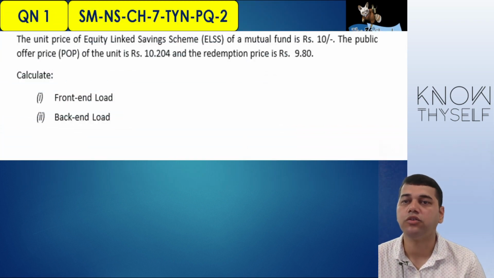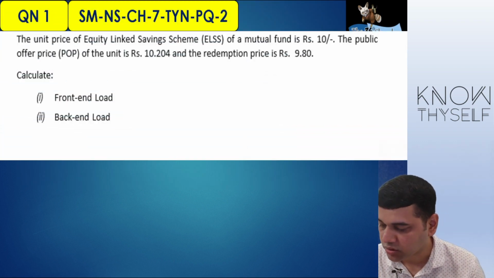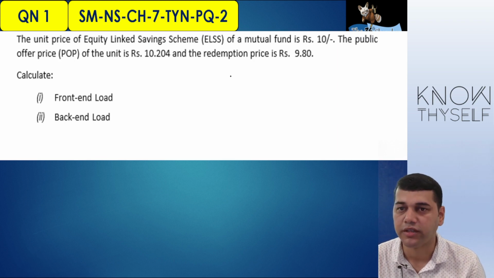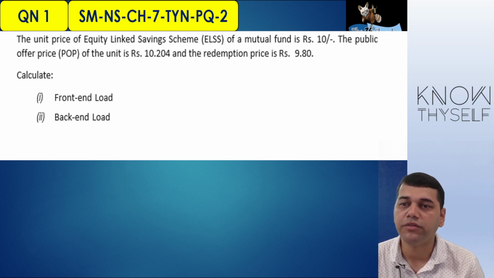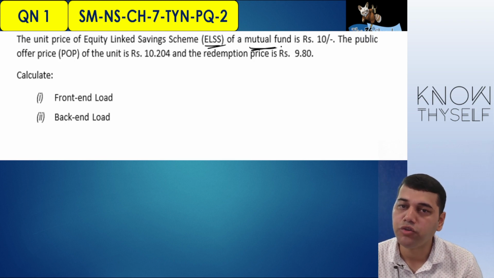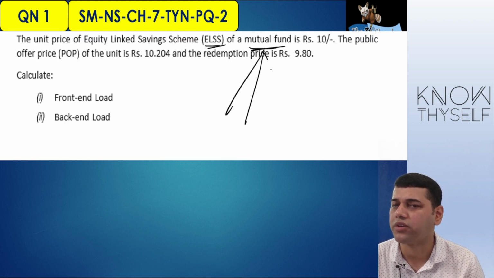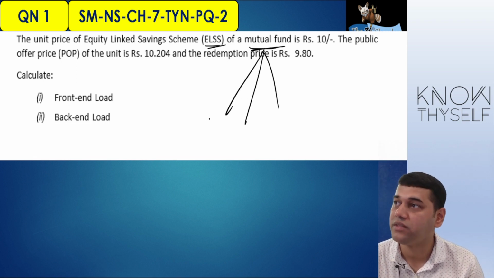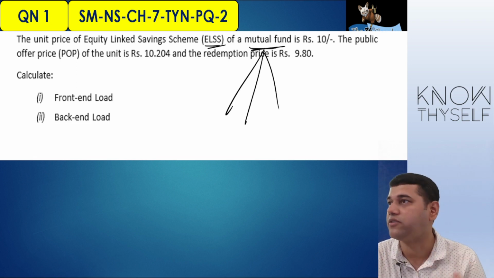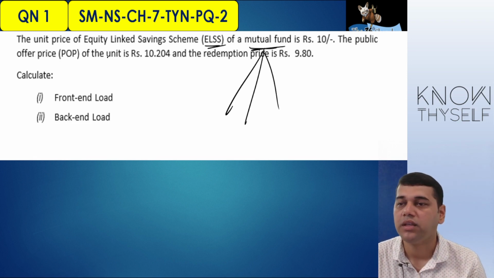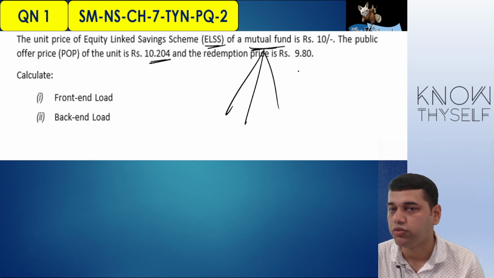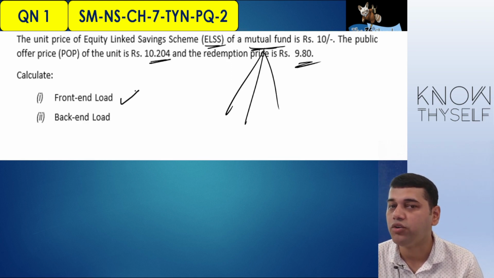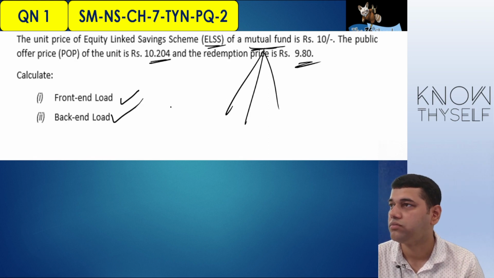Now let us go with question number one. This is a practice manual question, and it tests your knowledge also. The unit price of an equity linked savings scheme of a mutual fund, that means they have different schemes. Generally they are established as a trust or private company and have different schemes, growth scheme, this scheme, that scheme. Each fund will have a separate manager. The public offer price of the unit is 10.204 and the redemption price is 9.8. Calculate the front end load and the back end load.